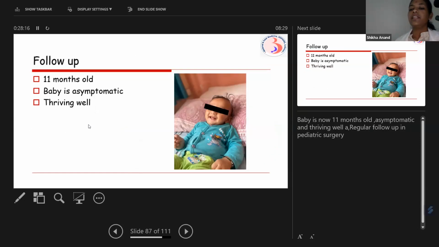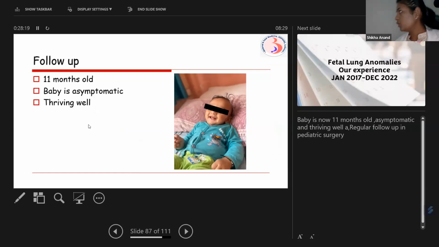With team effort, the baby is now 11 months old, asymptomatic, thriving well, and is under regular follow-up in the pediatric surgery department.